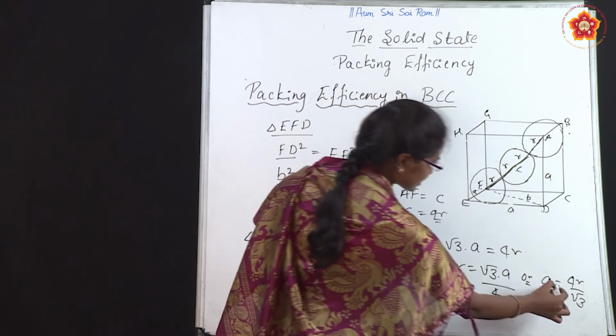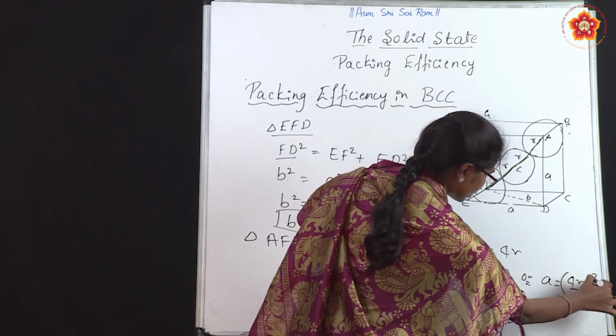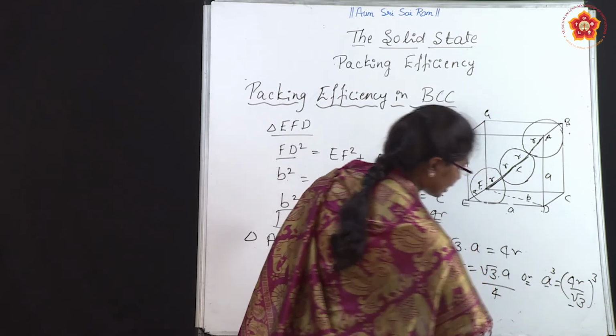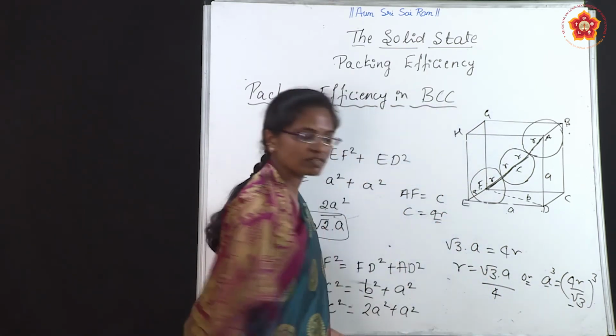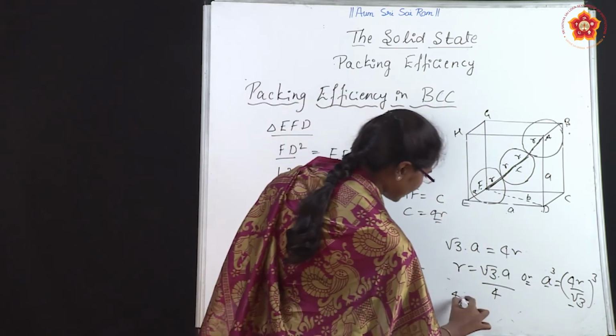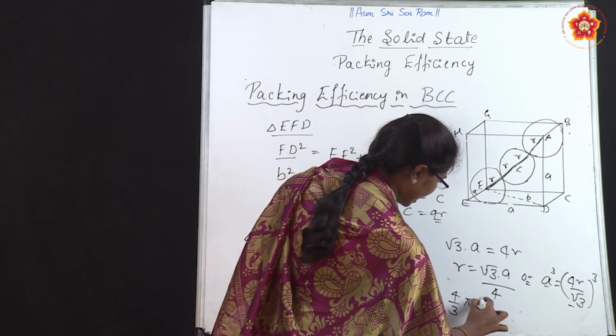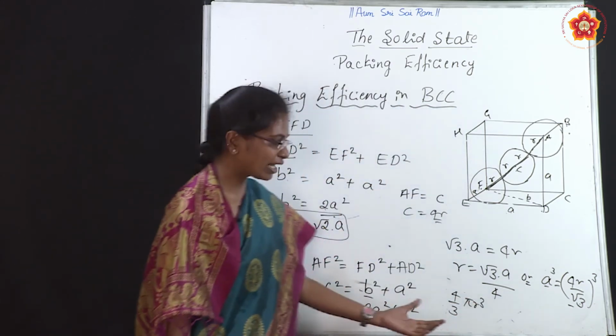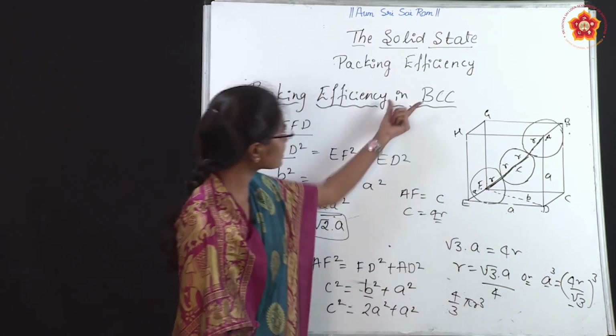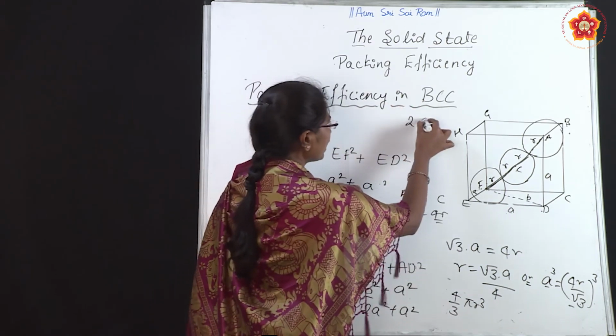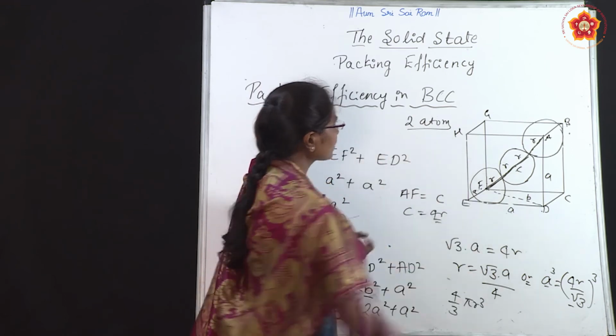So a cube means this is the a value and this is a cube value. And the volume of the sphere, what is the formula? 4 by 3 pi r cube. Okay, this is the value. And how many atoms are present in the BCC? There are 2 atoms, right? 2 atoms are present in the BCC cell.